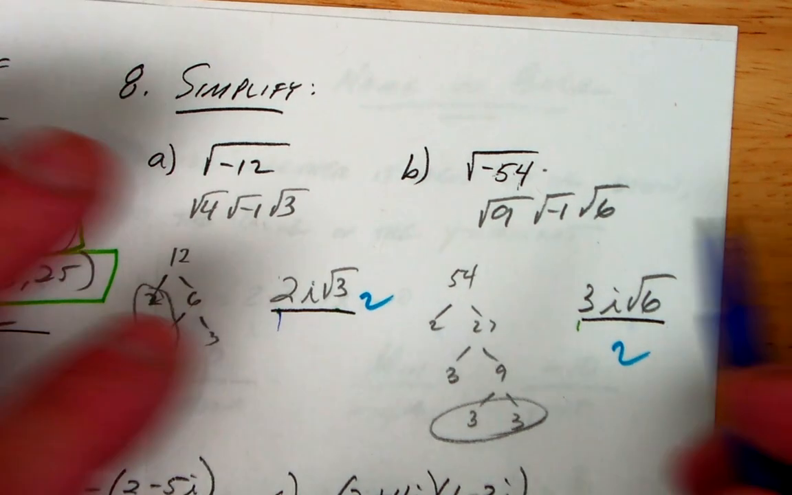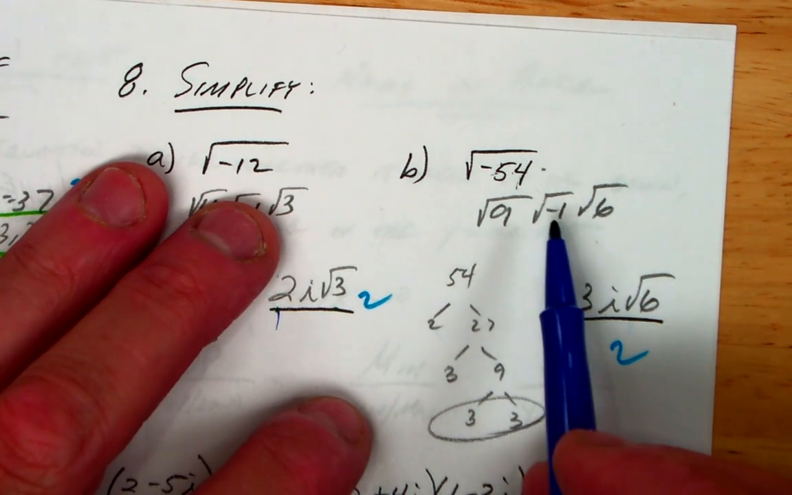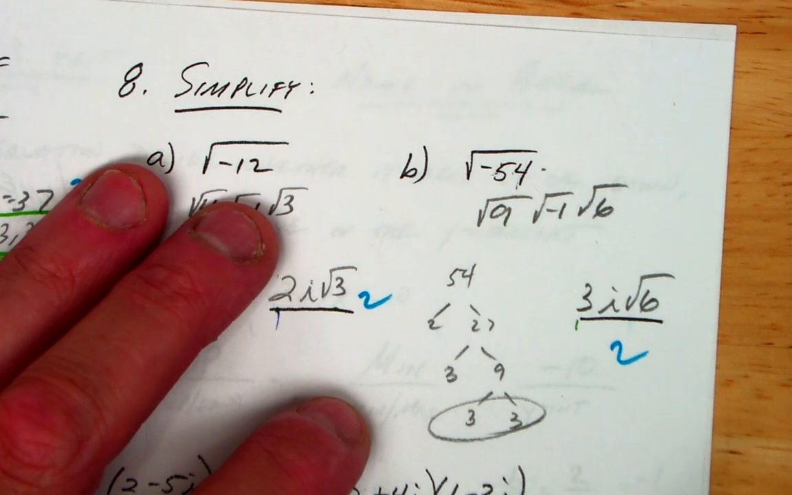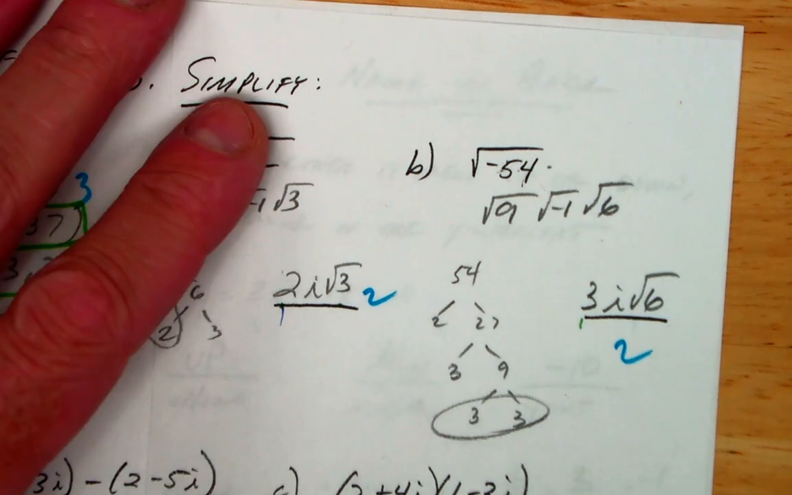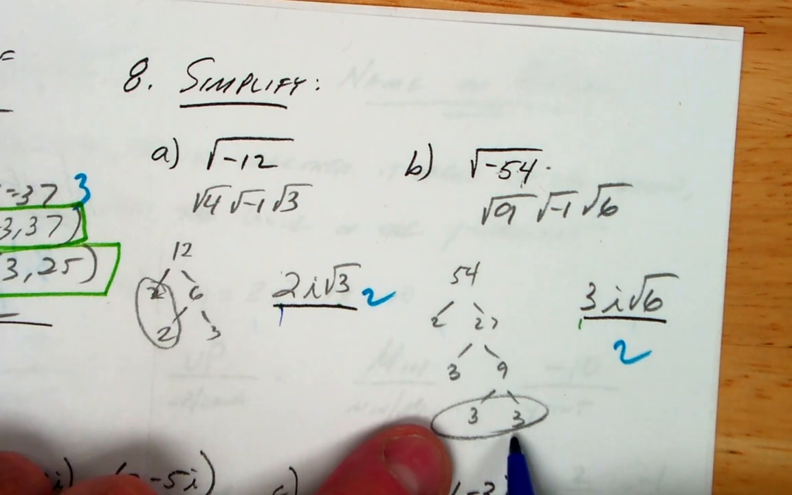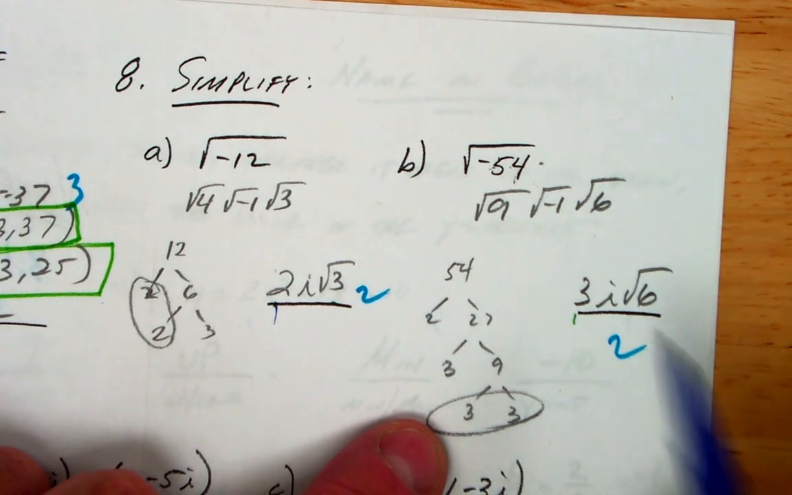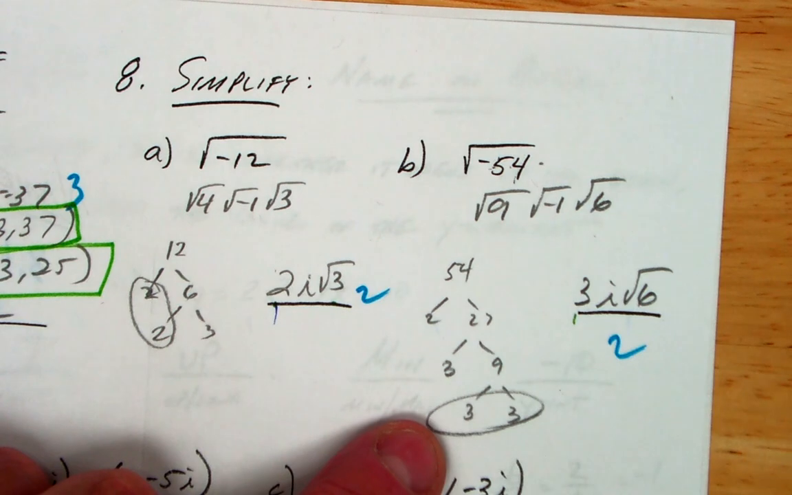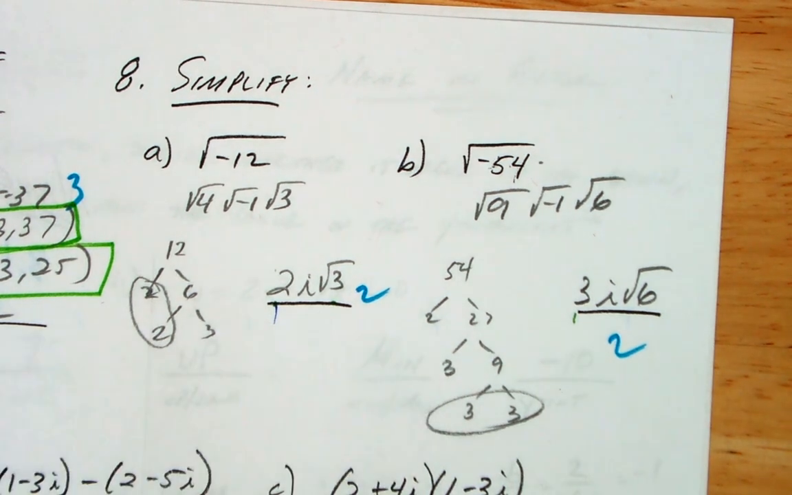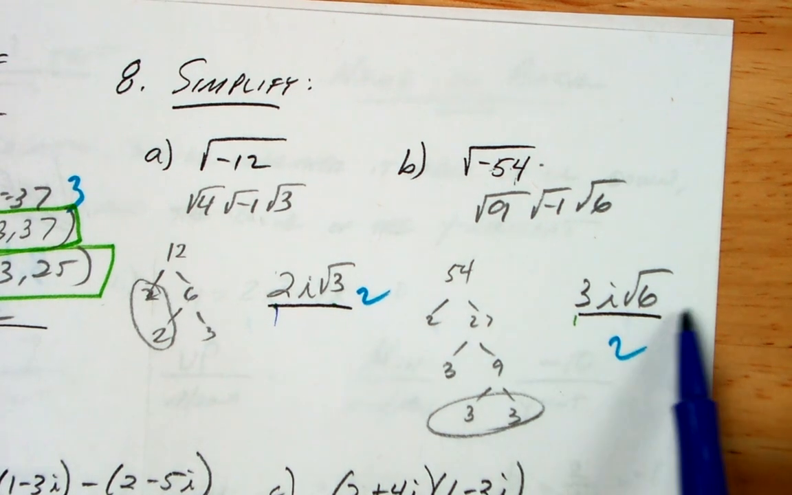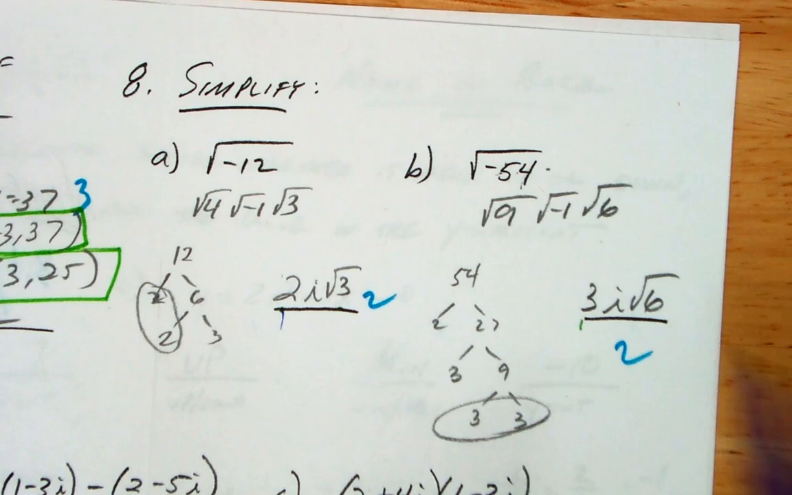On the 54, I pulled out a 9 and a negative 1 and leaves a 6 because all 3 of these multiply together to give me negative 54. If you did the prime factorization, I got a pair of 3's. So my 3 comes out, an i comes out, and then my 2 and my 3 stay inside to stay 6. There's no reason to break it. It's not beneficial to write it as 2 times 3. Just leave it 6.